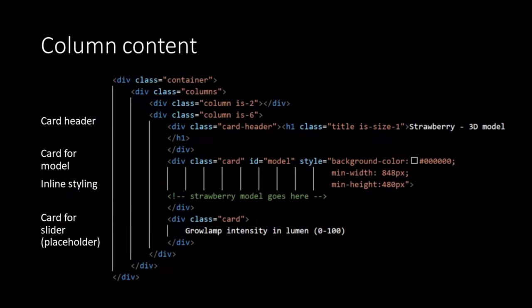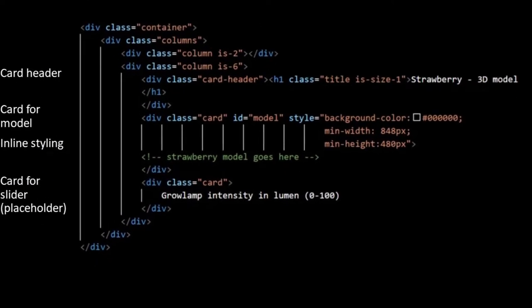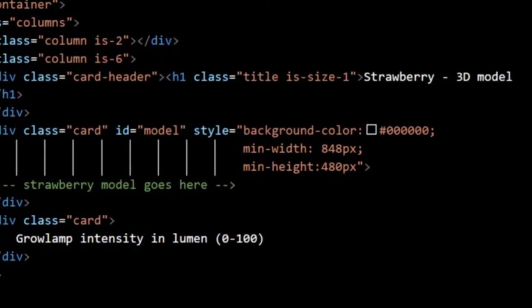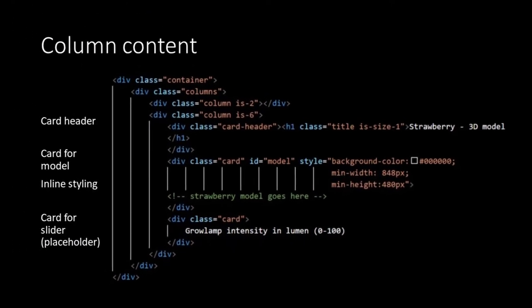And here we see the three elements of our VR. So first the card header, it contains a title, and also the h1 tag contains a class that refers to Bulma. So here we set the size to 1. The card element for our VR also contains an ID, which is set to model. This is so we can store this element later in JavaScript into a variable. Further, we use some inline styling to set the background color to black and to give this element a minimum width and a minimum height. Why we need this black background color is explained in one of the later lectures. For now, the last card element only contains some placeholder text, but later on we will create the slider.